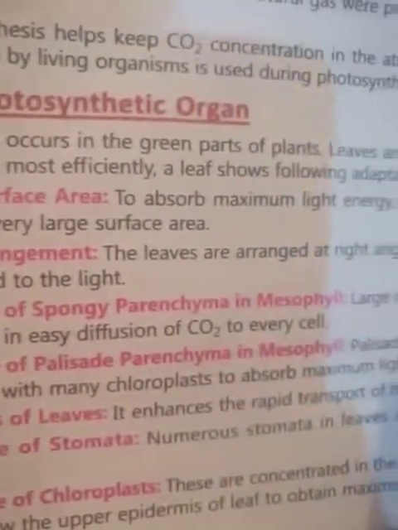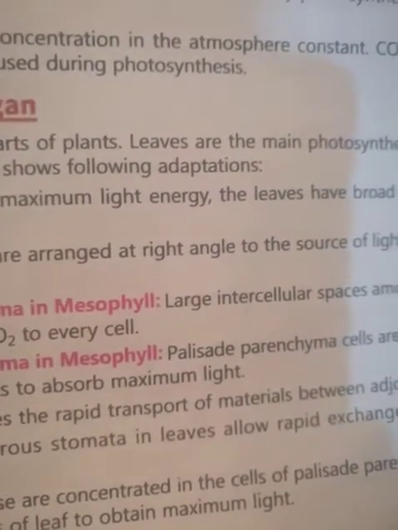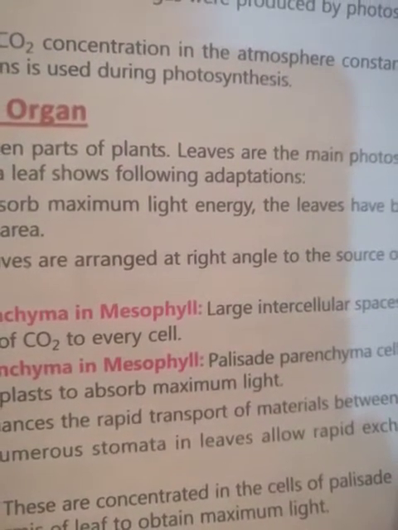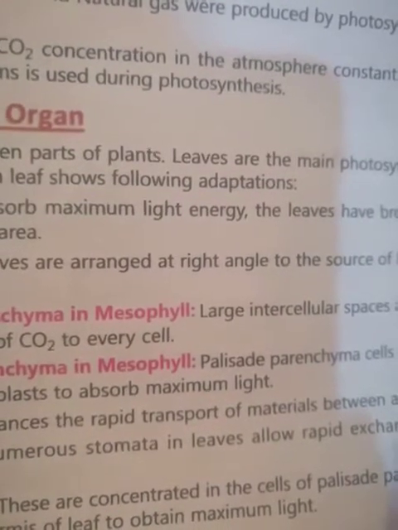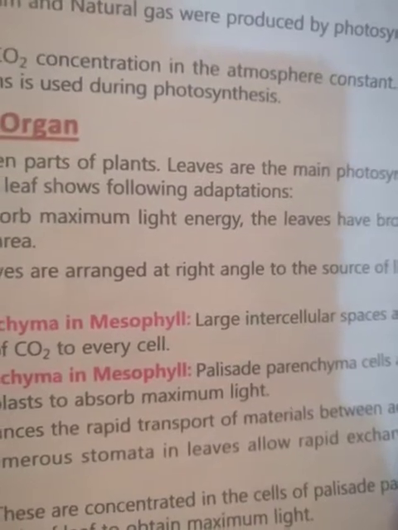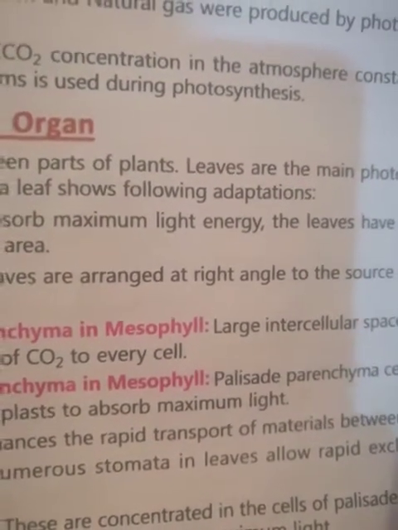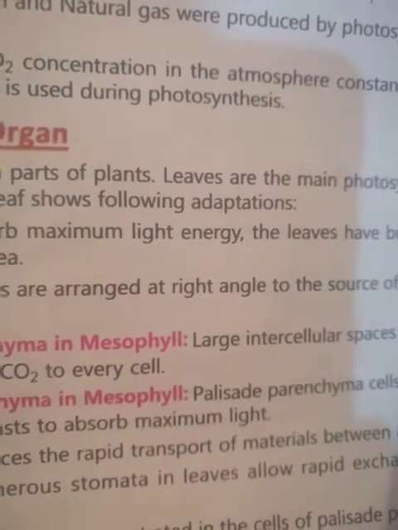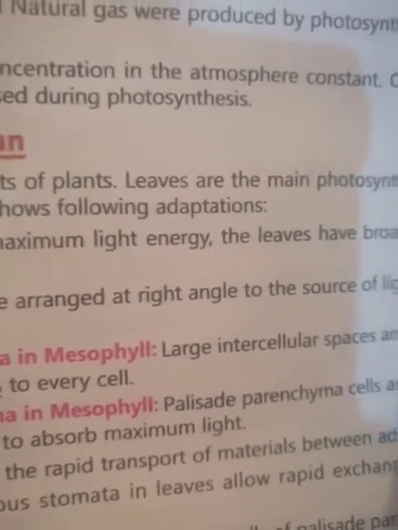Photosynthesis most efficiently. A leaf has the following adaptations. Though the main part of the plant, that is the leaf, is responsible for photosynthesis, in some plants where the stem and other parts are also green, the photosynthetic process can happen in that part too.